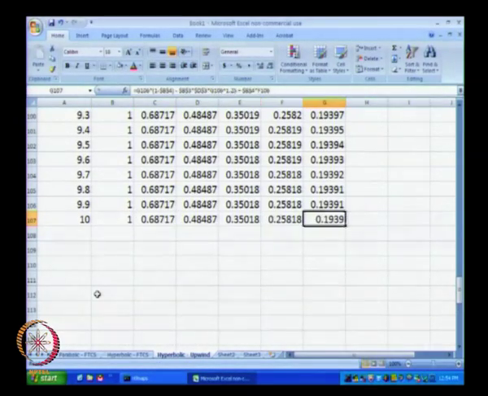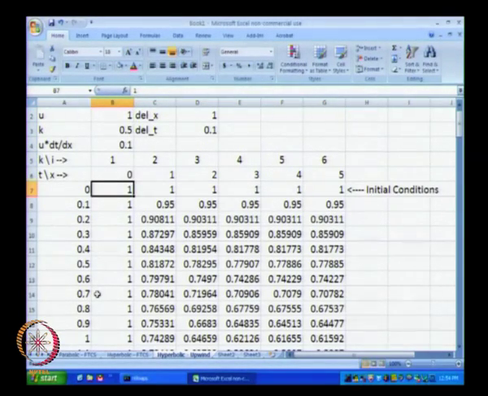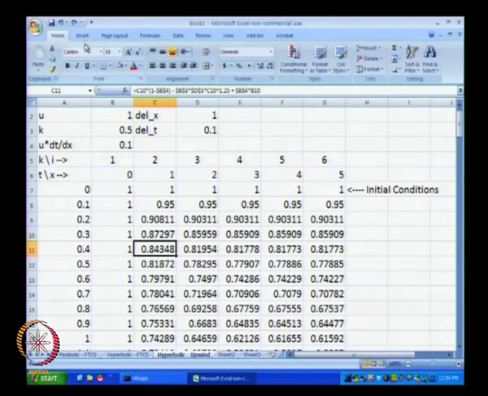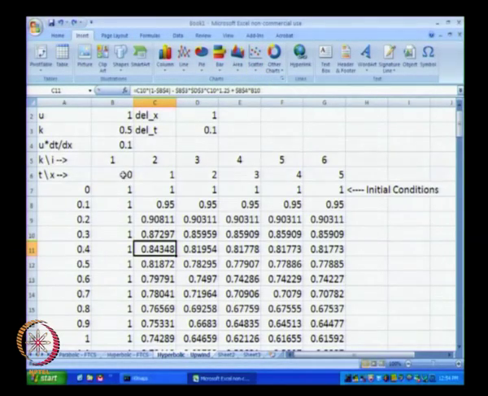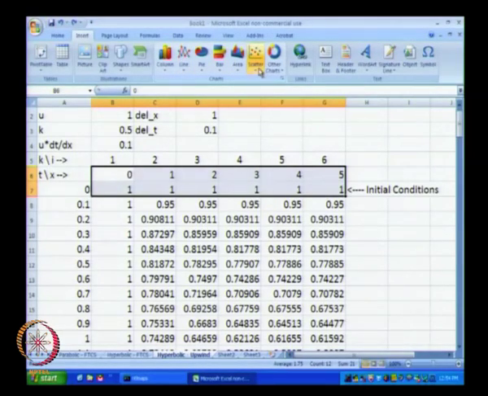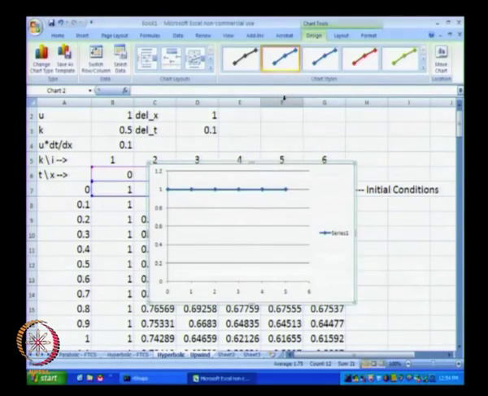So this is the overall concentration along the length of the reactor at time 10. We have started along the length of the reactor at the initial conditions, with all the concentrations equal to 1. As before, let us go and make a plot. Insert for plotting this particular data, we will highlight these two rows and press scatter.